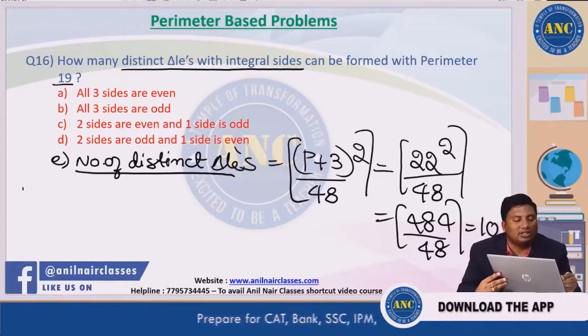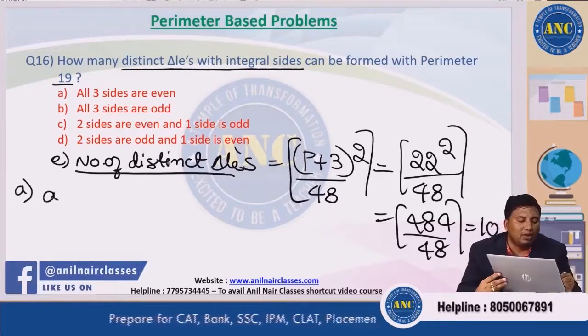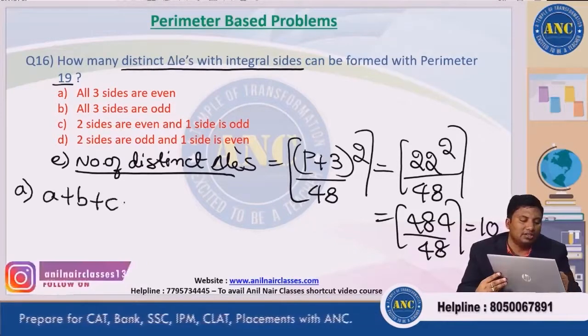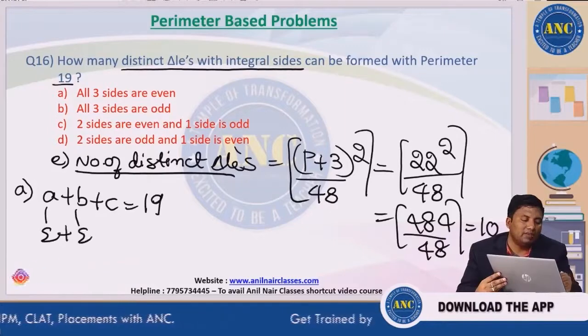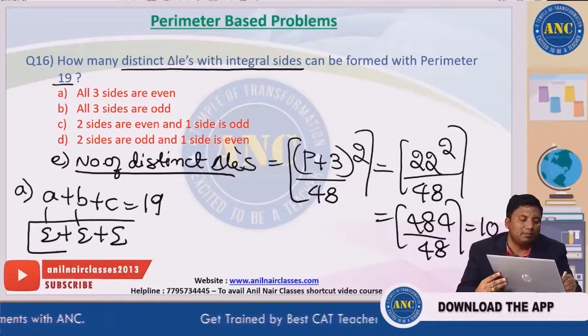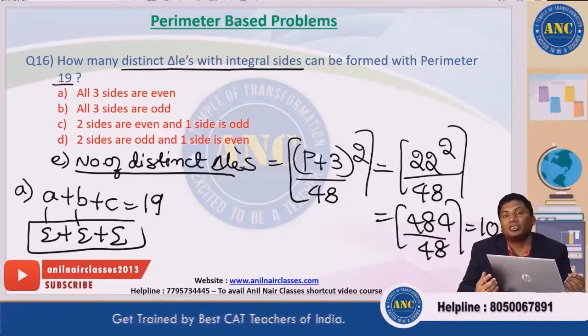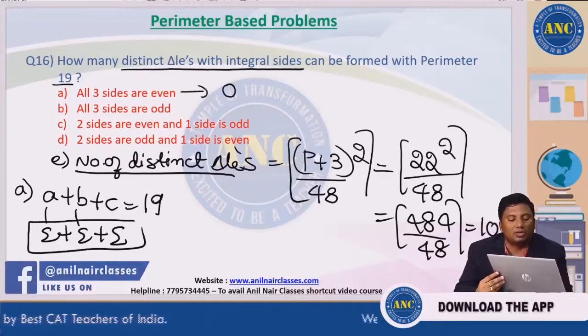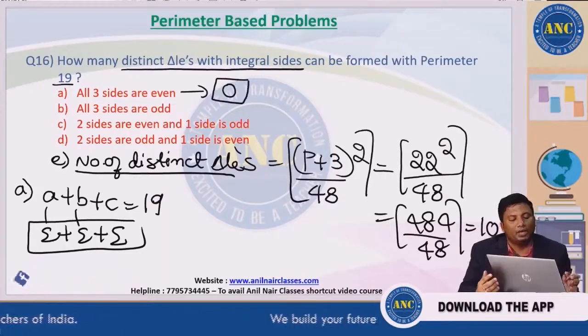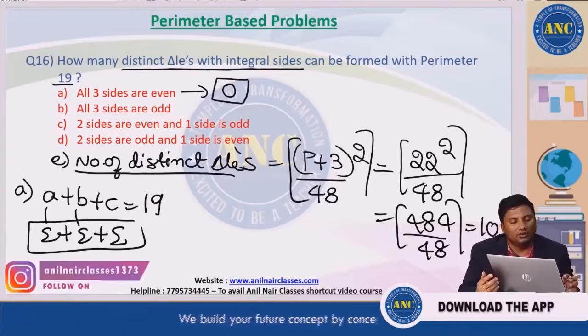All the three sides even. First one, A plus B plus C is 19. All the three are even. Even plus even plus even, the answer should be an even number. 19 is an odd number. So here it is 0. Are you all with me?